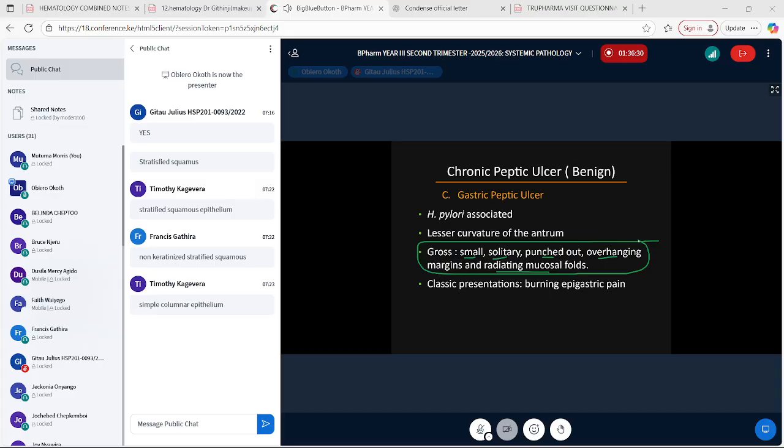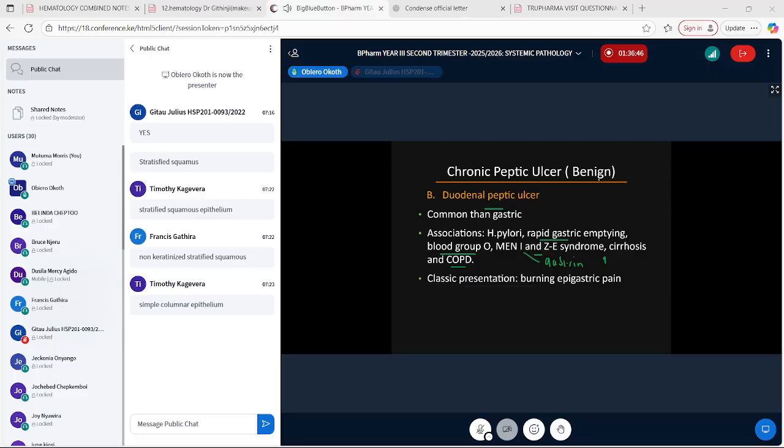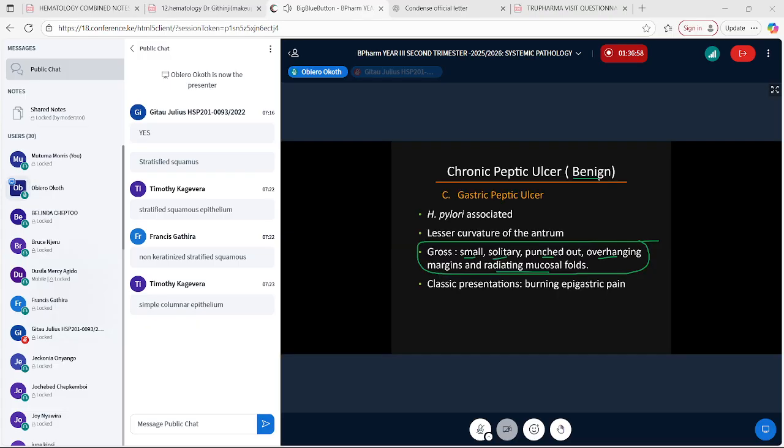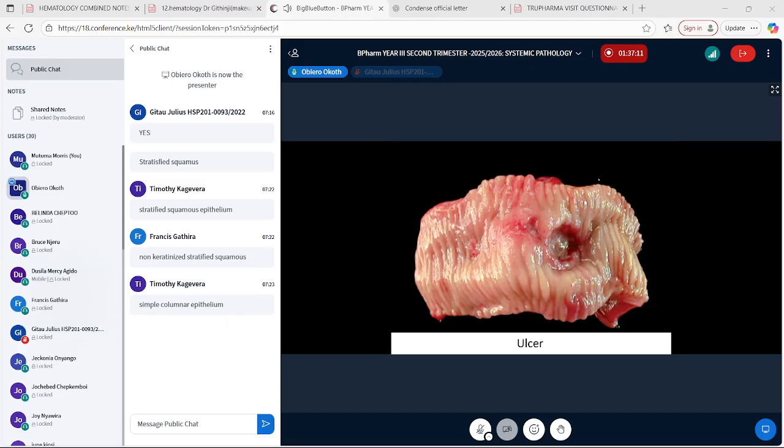So gastric ulcers can be benign, and that's why I'm using benign, but gastric ulcers can also be malignant. So any gastric ulcer has to be biopsied. Duodenal ulcers are mostly benign, and it's very rare to have a malignant duodenal ulcer. So you need to know how the benign one looks, even when you're doing the endoscopy, so that you differentiate it from the malignant one. Again, burning epigastric pain is the typical presentation of the gastric peptic ulcer.